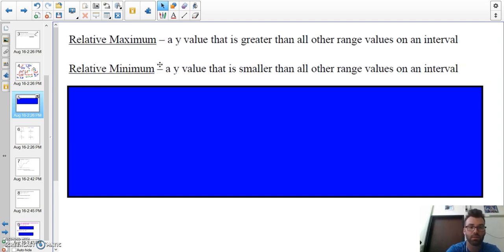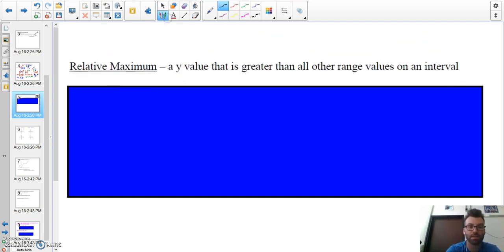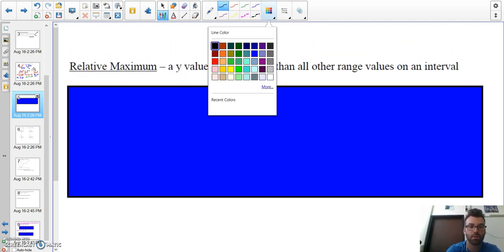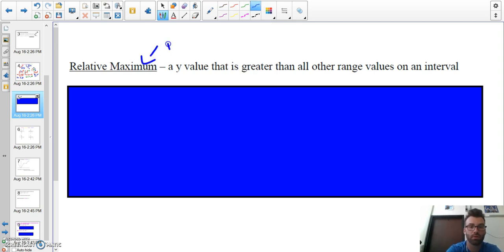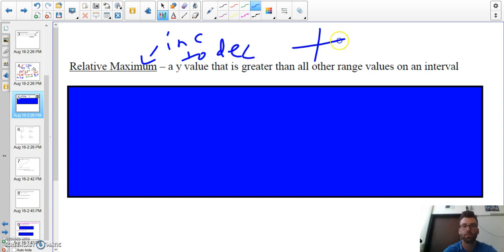Maximums, in general, occur when you switch from increasing to decreasing. There's that little hump right there, and that would be our maximum.